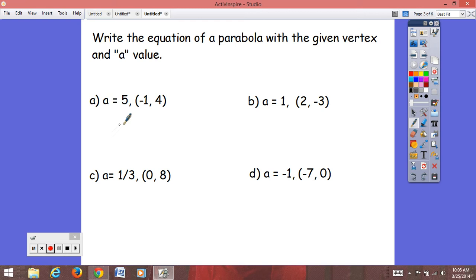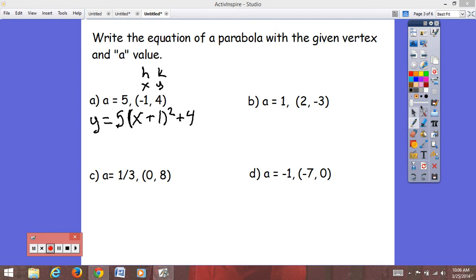So the first one, a is 5, and our vertex is at (negative 1, 4). So this is our x, our y, or we can say our h and our k. So our equation is y equals, a is 5, that goes out here. And then because it's a minus, x minus negative 1 is x plus 1, squared, plus 4.